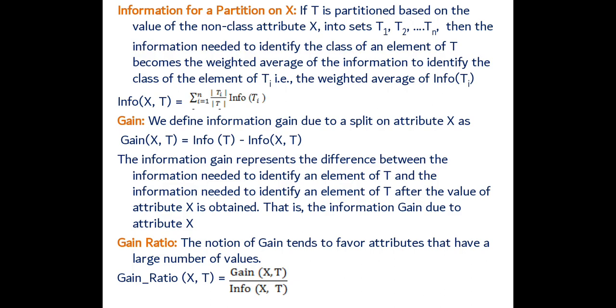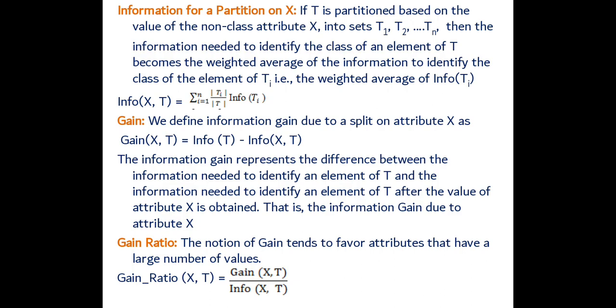The information gain represents the difference between the information needed to identify an element of T and the information needed to identify an element of T after the value of attribute X is obtained. That is the information gain due to the attribute X.